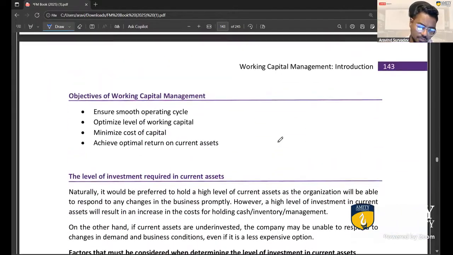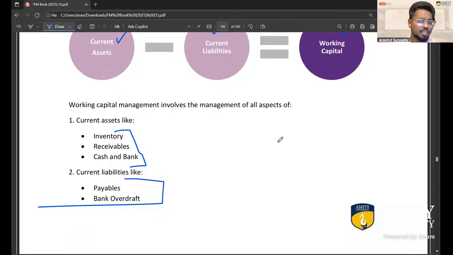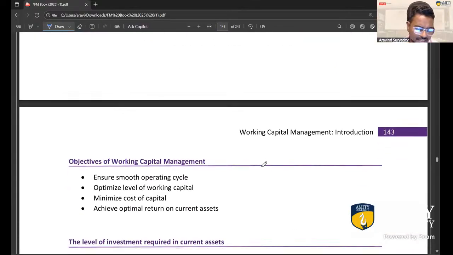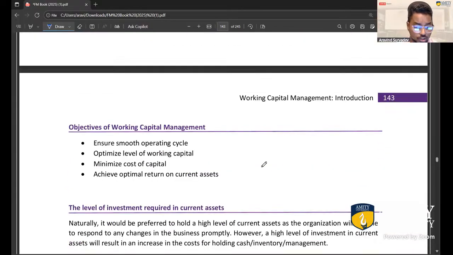Now, working capital management then deals with the management of all these things, of course. Objectives of working capital management: ensure smooth operating cycle. Yes, very important that you do. Ensure that the working capital cycle is running smoothly. Then optimize level of working capital. Minimize the cost of capital. Achieve optimal return on current assets. These are all objectives of working capital management. Very important. Yes, as can be imagined.